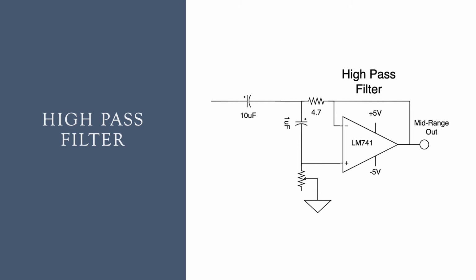In order to isolate the high frequency parts of the audio signal and send them to a separate speaker, we need to make use of a high-pass filter. We can identify this circuit as a high-pass filter as it uses coupling capacitors, which only allow high-frequency parts of the signal to pass to the amplifier.